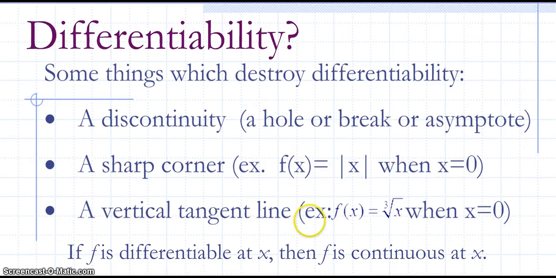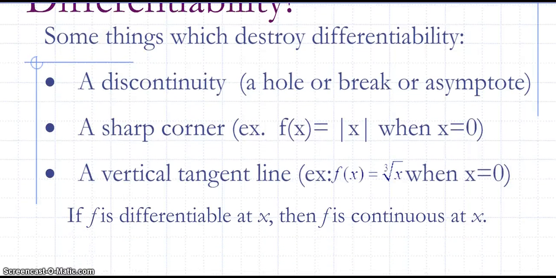A vertical tangent line. So f of x equals the cube root of x when x is 0. So again, f of x equals the cube root of x is differentiable everywhere except at x equals 0. Also think about our example from the notes from last night, the square root of x. Remember, I had you find the slope at 0, and we know that it's undefined, but it's also not differentiable there at 0.